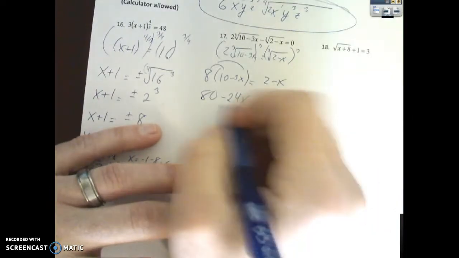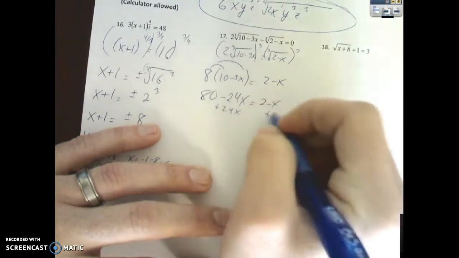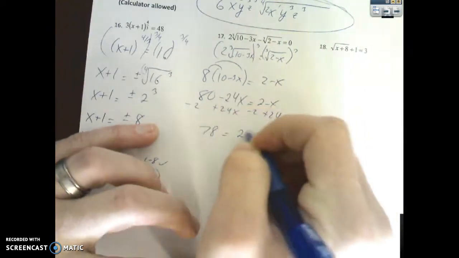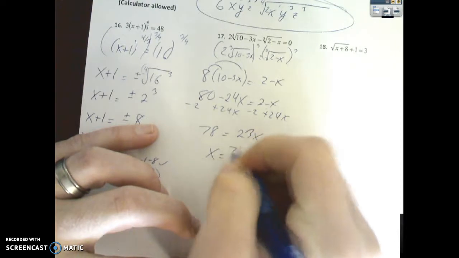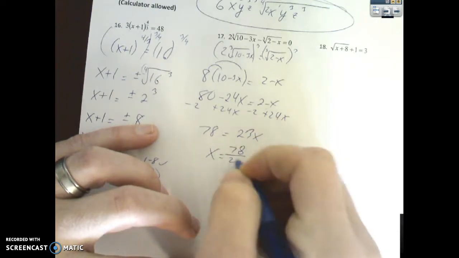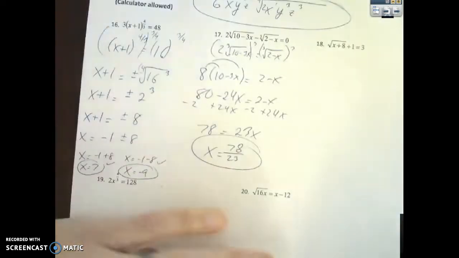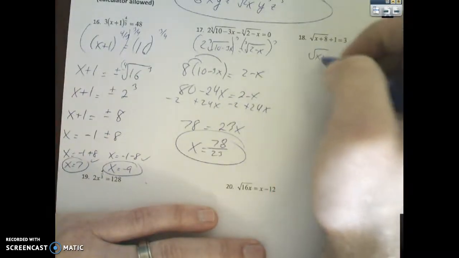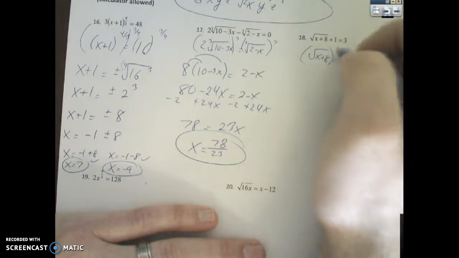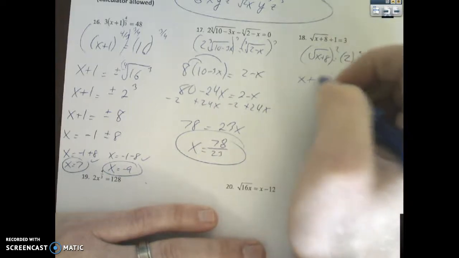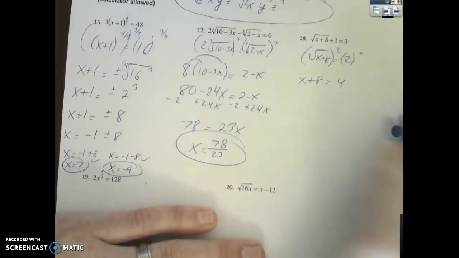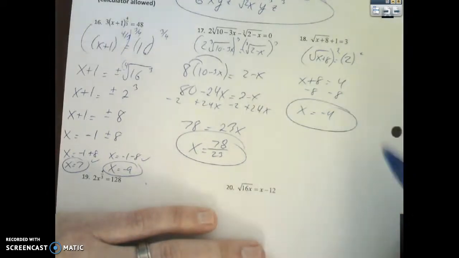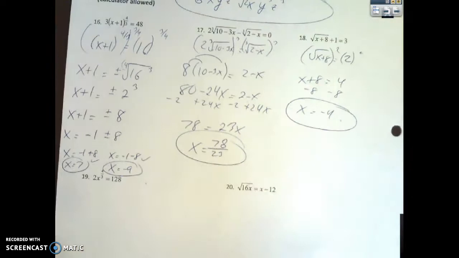Add the x over, or rather add 24x over. Subtract 2 over. 78 equals 23x. X equals 78 divided by 23. Okay? 18. Subtract 1 over. Square both sides. X plus 8 equals 4. X equals -4. If you plug it back in, it will work as well.